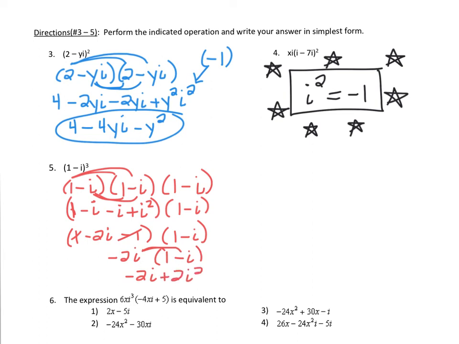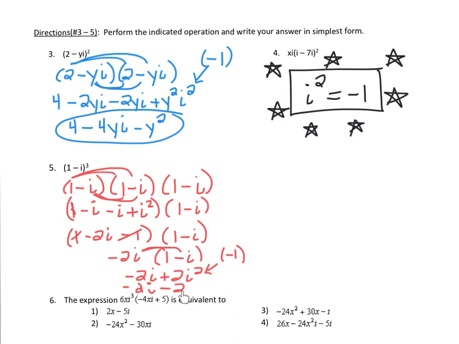Don't forget about the square, because i times i is i squared. Now, since we know that i squared is equal to negative 1, I'll put this right here. So i squared is negative 1. Well, that leaves us with negative 2i. And then isn't a positive 2 times a negative 1 negative 2? So we have negative 2i minus 2.